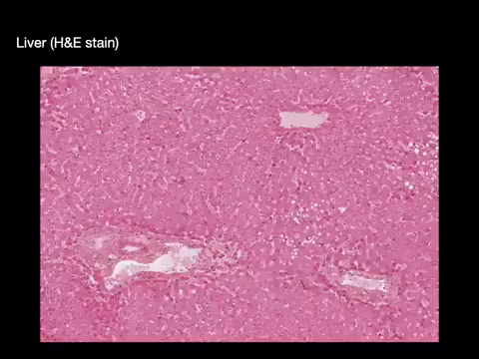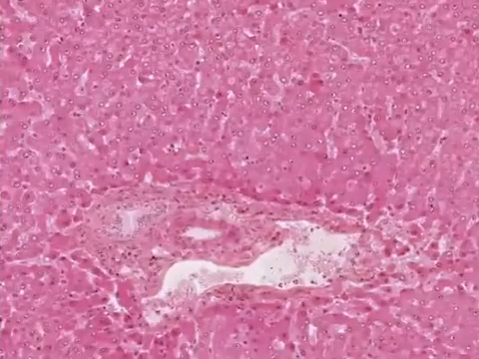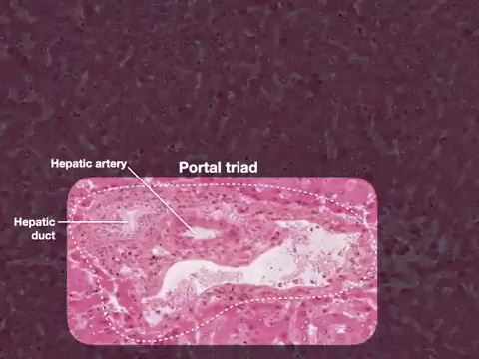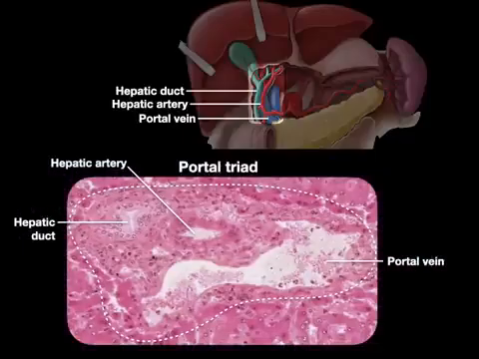But this, I wanted to show an H&E stain of a microscopic section, high power, of the liver, because all those cells you see around the side are hepatocytes, but look here in the middle is a portal triad. Right there. There's a hepatic duct, hepatic artery, and portal vein. So what we see microscopically is the same relationship that you see grossly. I think that's really cool.